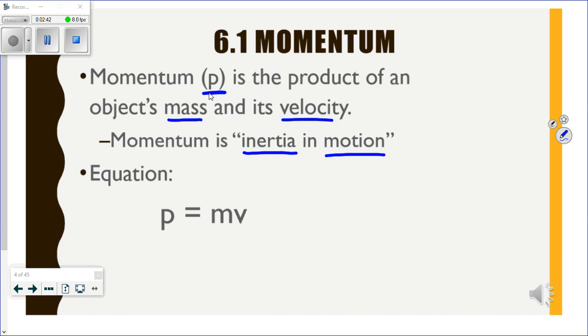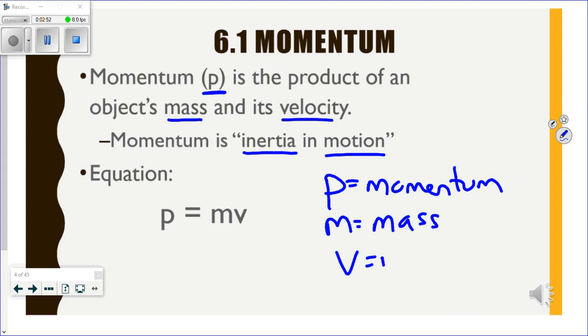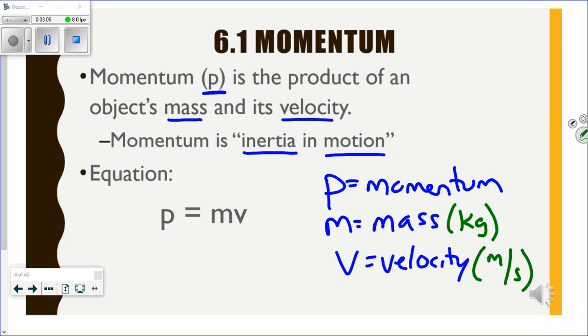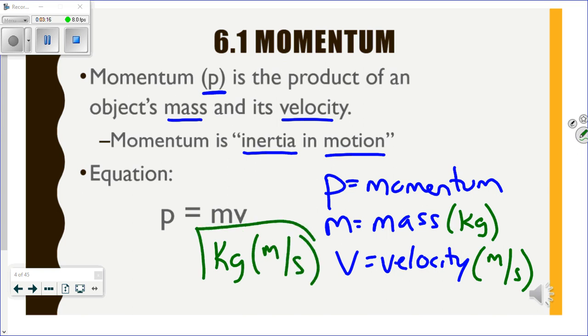And we can also represent momentum by an equation, where P represents the momentum, M is the mass, and V is velocity. Now we can also take a look at units, because we know mass has the units kilograms, and velocity has the units meters per second. So if I combine those two units together to get my momentum, I'm going to get kind of a funky unit. Momentum's units are kilogram meters per second.